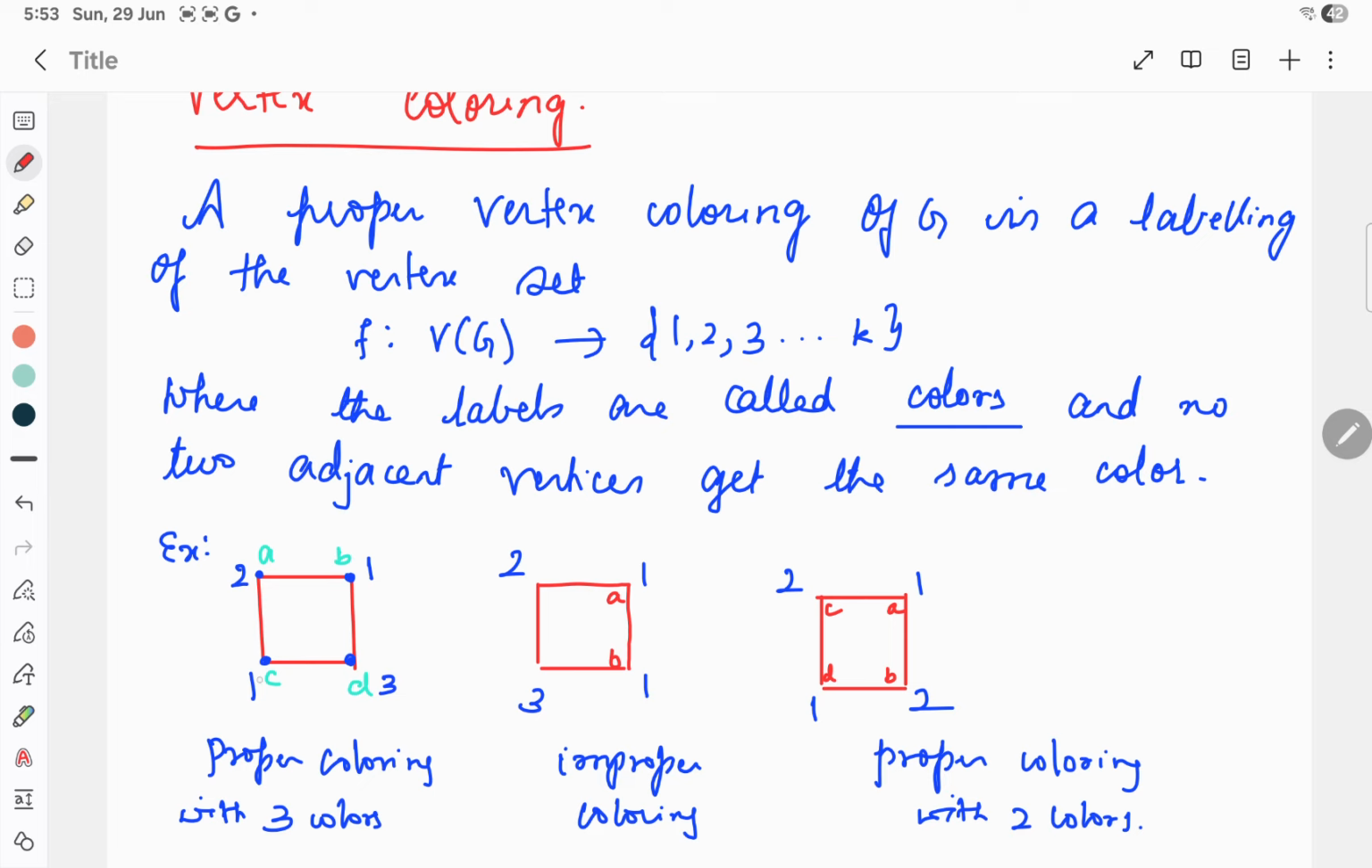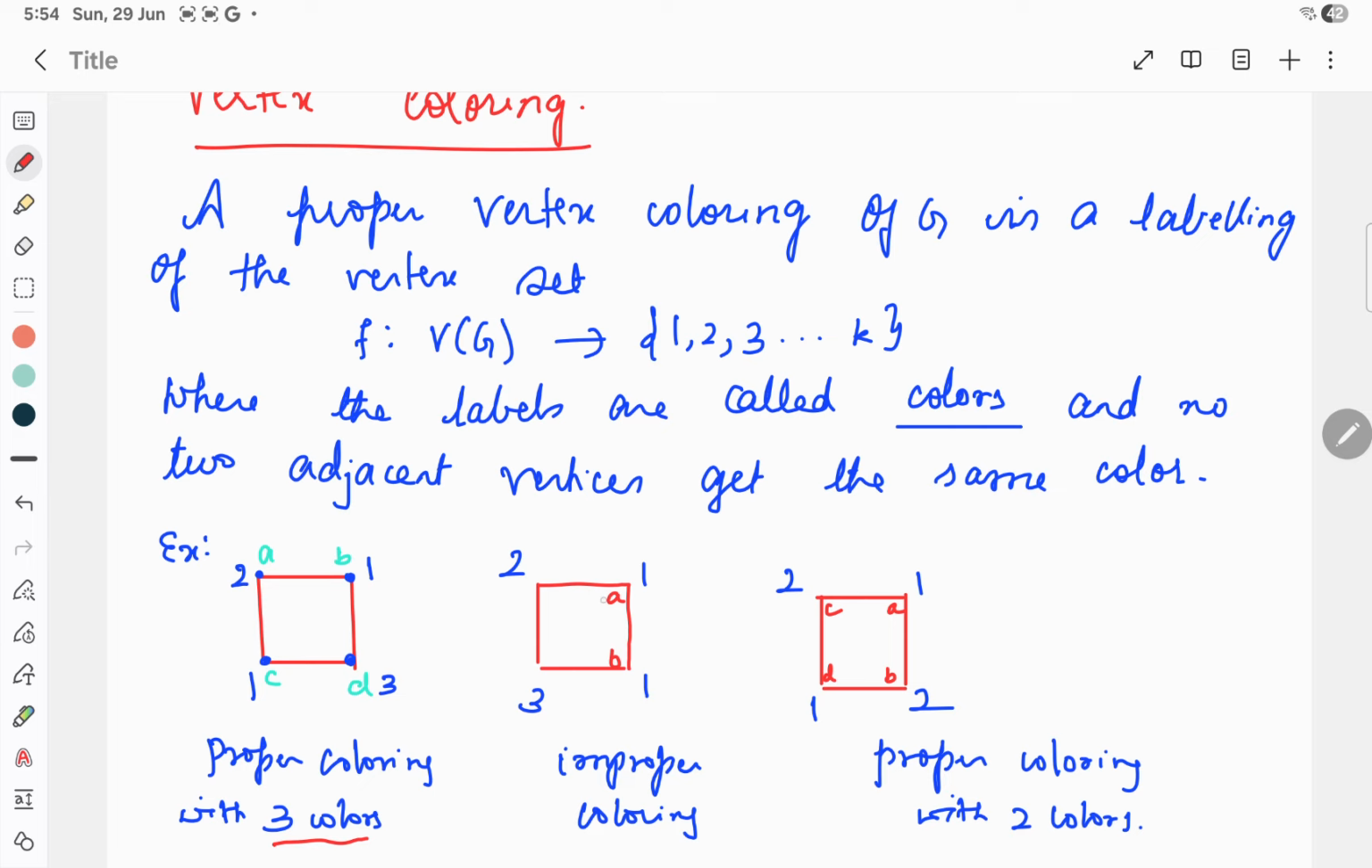Now, vertex C is adjacent to D. Hence, I cannot use 3 to color C. It can be 4 or it can be 1. Color 1, as C and B are not adjacent. So this is a proper coloring with how many colors? 3 colors.